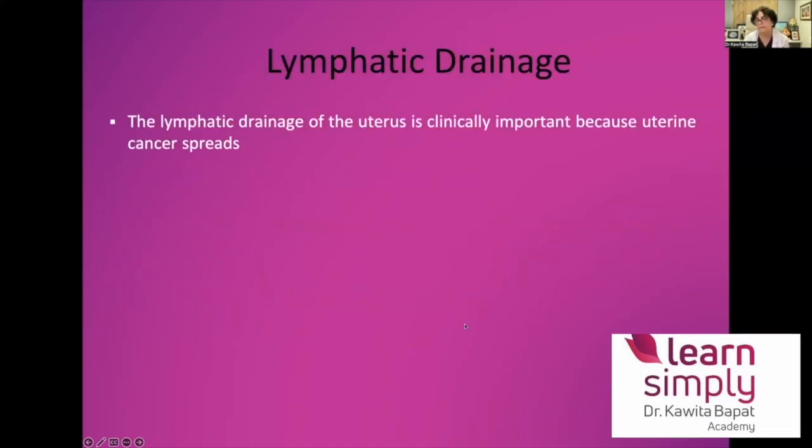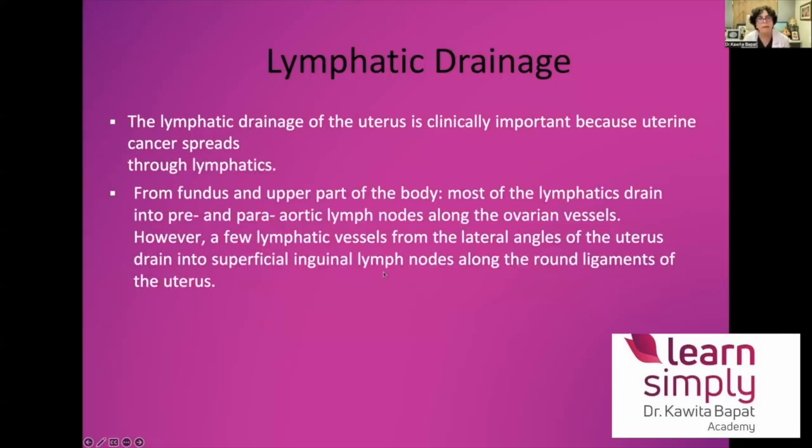Again, the lymphatic drainage, because we should know the lymphatic drainage also. If we come to postmenopausal bleeding and there may be chances of a cancer, endometrial cancer or anything, we should know the lymphatic drainage also. That's clinically important because cancer spreads through lymphatics from the fundus and upper part of the body. Most of the lymphatics drain into the preaortic and para-aortic lymph nodes along with the ovarian vessels. However, a few lymphatic vessels from the lateral angle of the uterus drain into the superficial inguinal lymph nodes along with the round ligaments of the uterus.